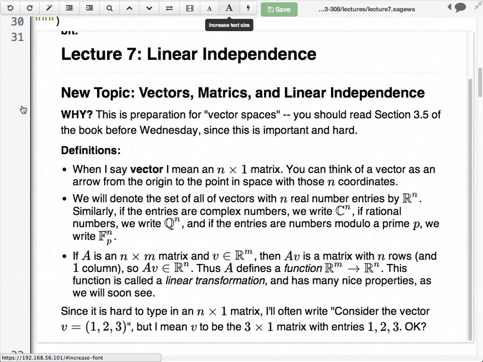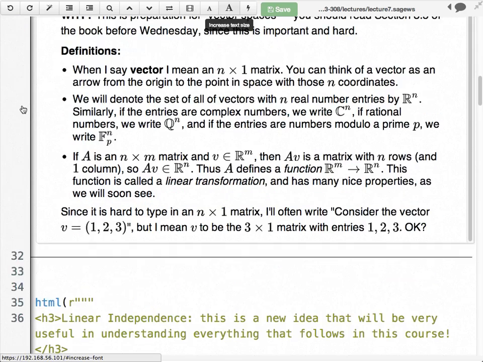All right, so that's what vectors are. And now, let's talk about one single definition that involves vectors. All right, so here's the definition.